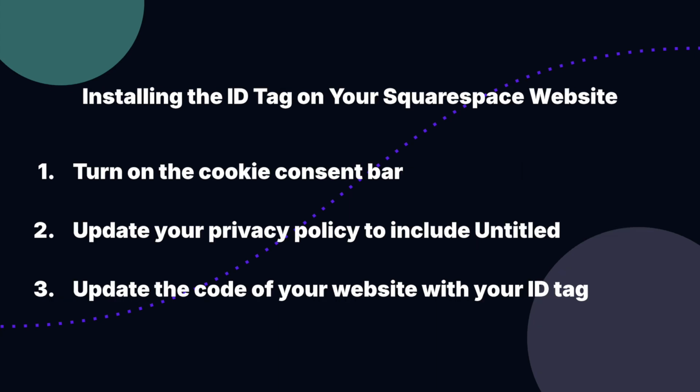First, turn on the cookie consent bar on your site. Second, create or update the privacy policy on your Squarespace site to include information about the Untitled ID tag. Third, generate some JavaScript code that you will copy and paste into your site.